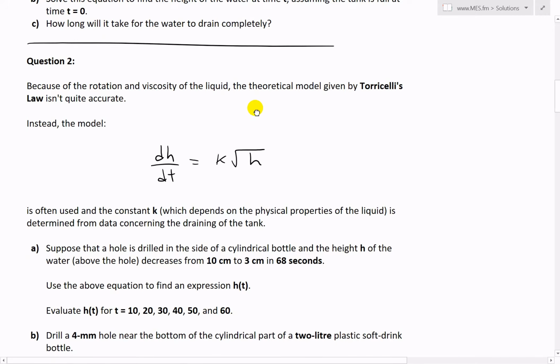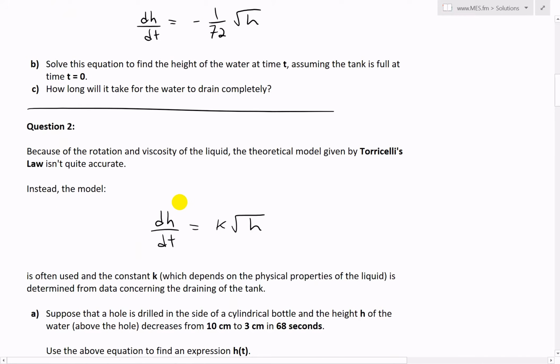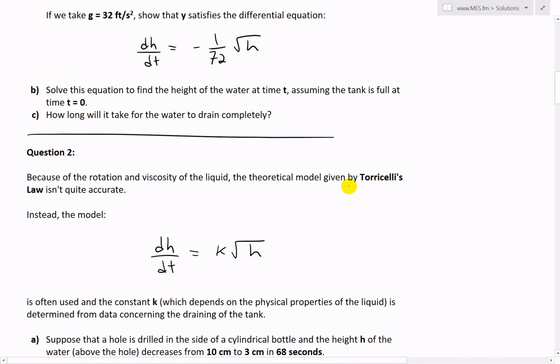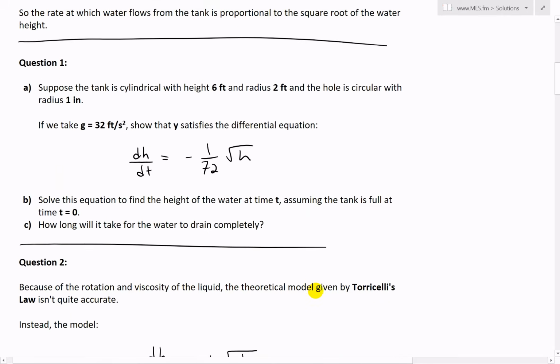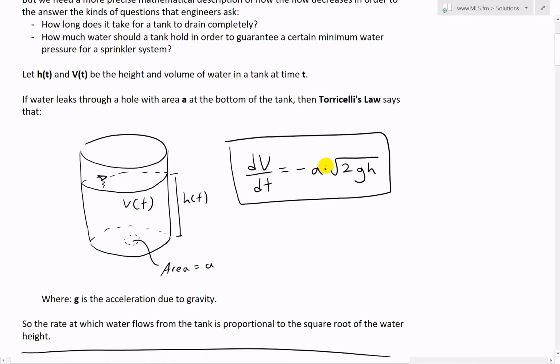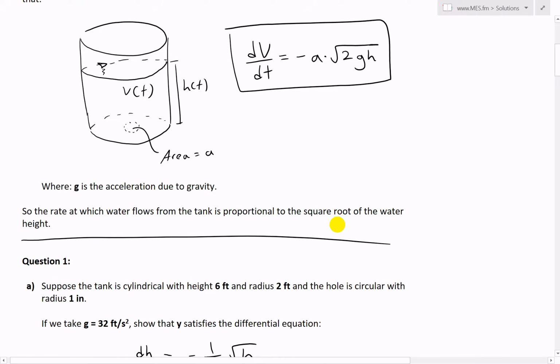Question 2 states that because of the rotation and viscosity of the liquid when you're draining from a tank, the theoretical model given by Torricelli's law isn't quite accurate. Torricelli's law is over here. If you have a tank like this with a bunch of water and a hole underneath with an area A, then the rate that the volume of the liquid inside is changing, or decreasing, is equal to negative A times the square root of 2 times gravity g times the height h of this water, and that's all under the square root.